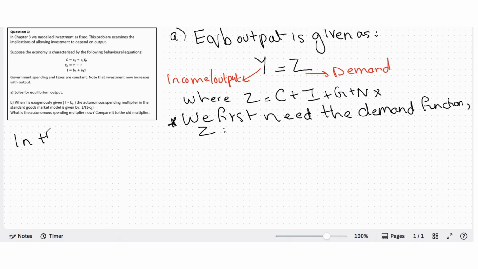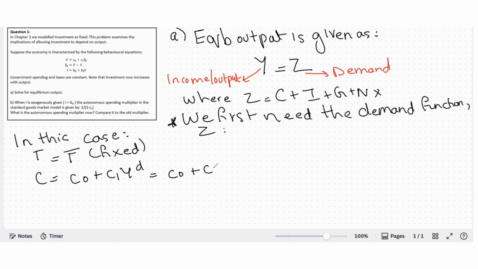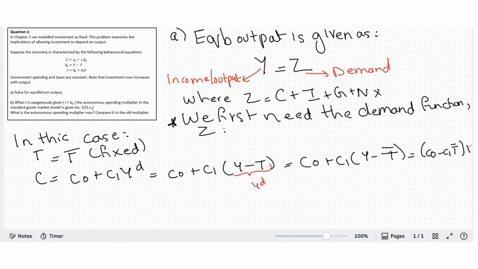Now in this case, we can see T is equal to T bar, taxes are fixed, they're lump sum. And we know C is equal to c0 plus c1 YD, which we can write as c0 plus c1 (Y minus T), where Y minus T over here we know represents YD. And then we know T is just equal to T bar, right? So this can be simplified as c0 minus c1 T bar plus c1 Y. So this is how we can write consumption.